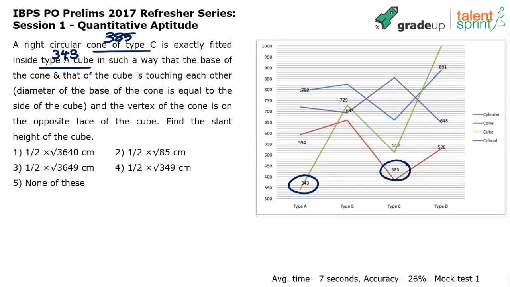Sid Shaw says, okay, if there are two options ending with 2, then you do the calculation.